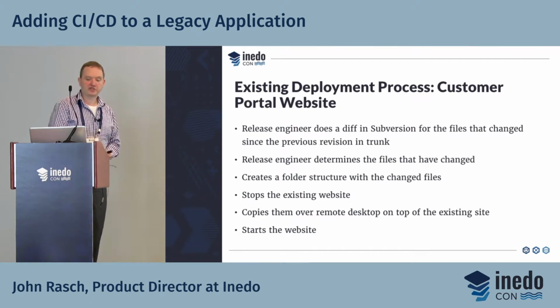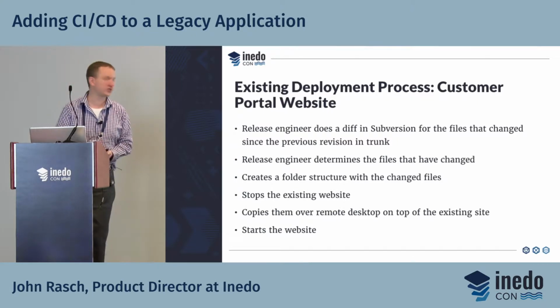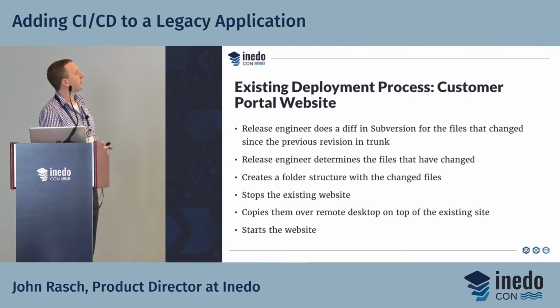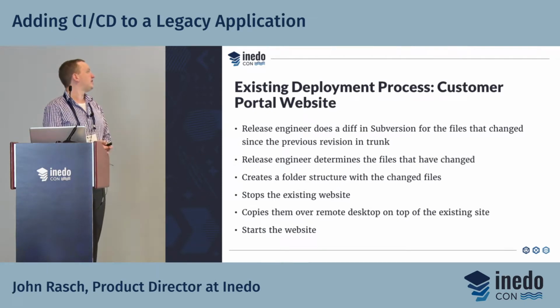The existing deployment process for the customer portal website. The release engineer does a diff in Subversion for the files that changed since the previous version in trunk. The release engineer determines the files that have changed based on the diff, creates a folder structure with those changed files, likely on his desktop, stops the existing website, copies them over Remote Desktop on top of the existing site, so it only overwrites the ones that have changed, and then restarts the website.